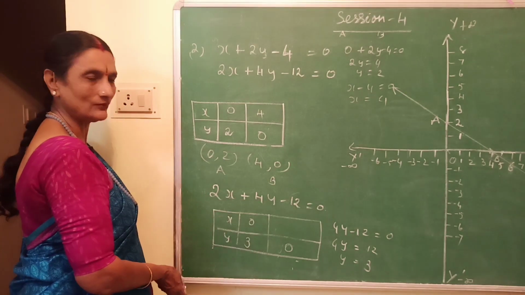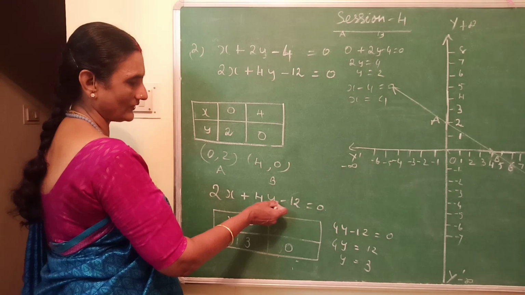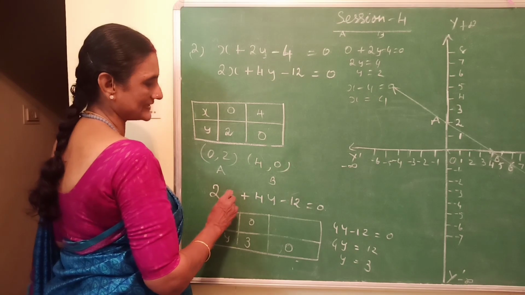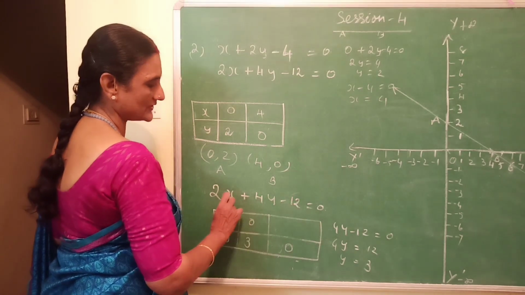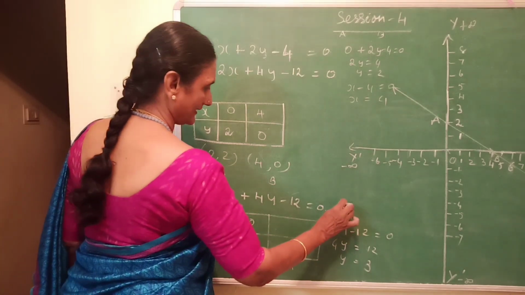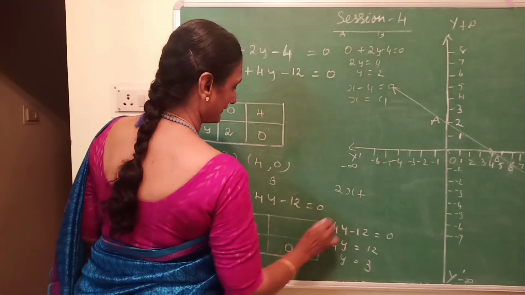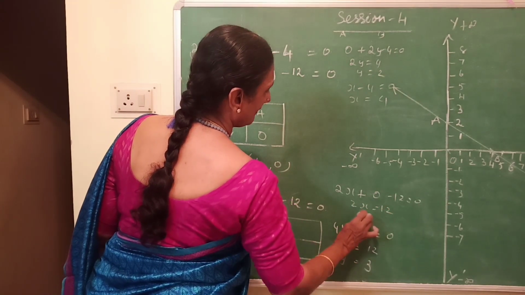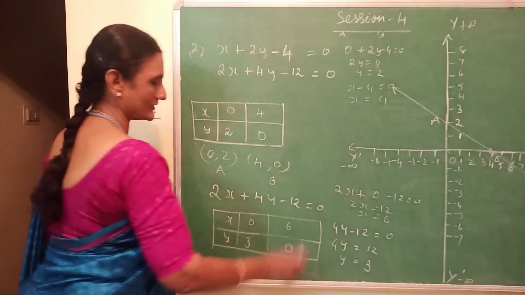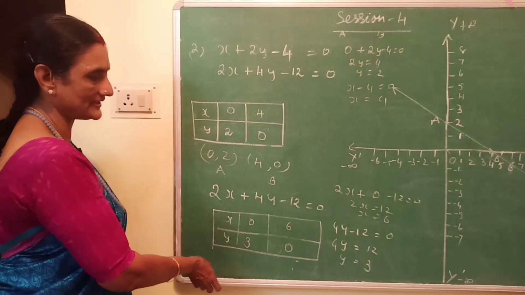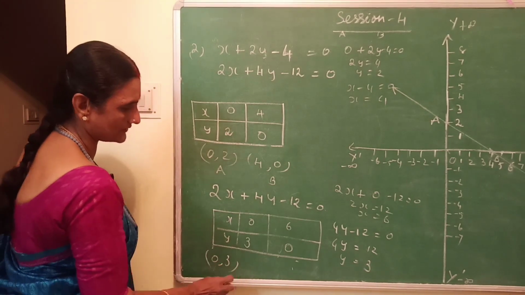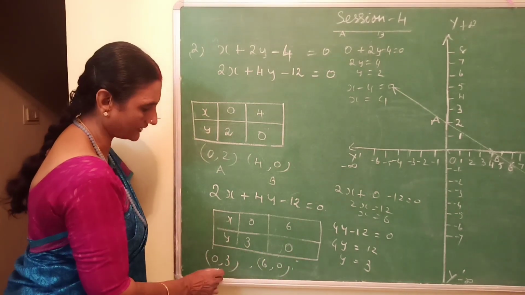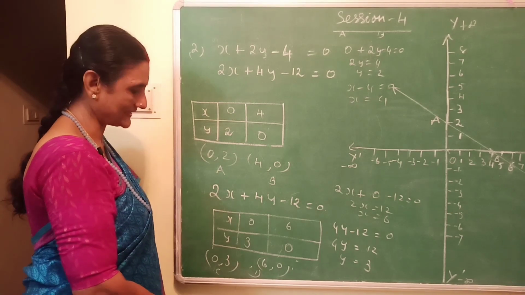So I have chosen the value y as 0, and then 4 into 0 is 0. 2x minus 12 is equal to 0. Therefore, 2x is equal to 12, which gives you x is equal to 6. I can even illustrate it here. 2x plus, we have taken y as 0, minus 12 is 0. So 2x is equal to 12, x is equal to 6. Are you understanding? (0, 3) is one point, (6, 0) is another point. So these 2 points we can call C and D. We will plot and see what happens.